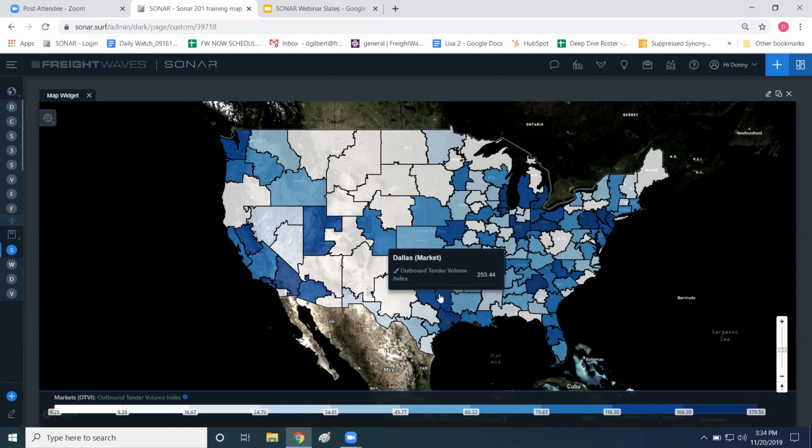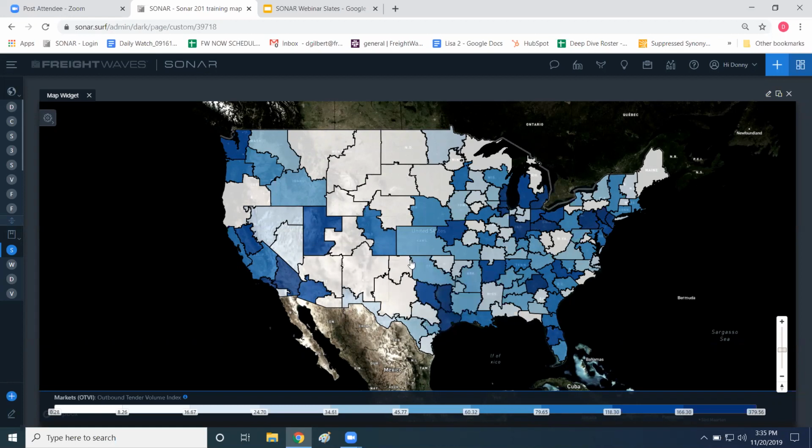So by looking at these maps, this gives us a high elevation look of what is going on with outbound tendered volumes throughout all the markets. It lets us know where the freight is. This is really important to large carriers because this lets them know where they should aim their trucks, because they're more in need right now of keeping their trucks moving.